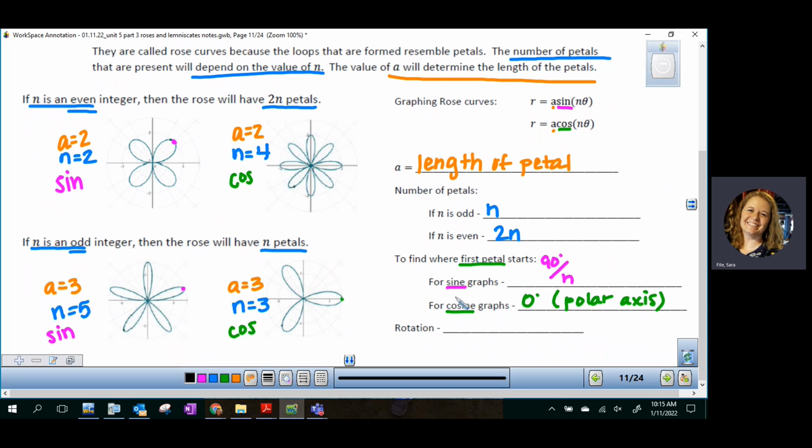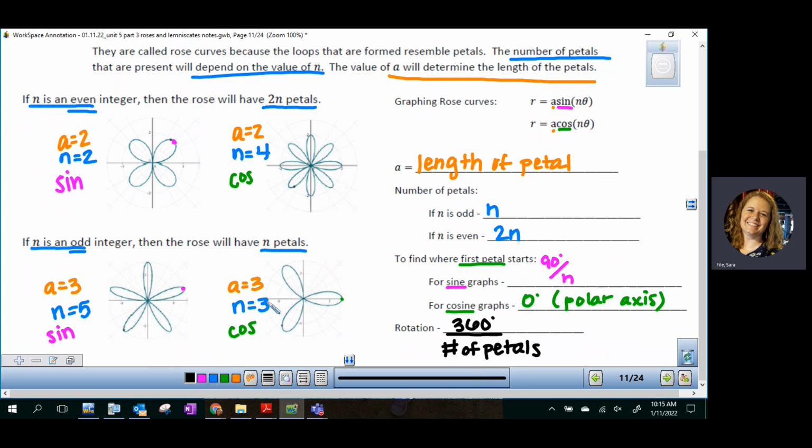All right, now the rotation. How many degrees between each petal? How are they spaced? Well, they are always spaced evenly. They're evenly distributed. What's a full rotation around? Okay, so you take a full rotation, 360, divided by the number of petals. And that's going to tell you the rotation between each petal.